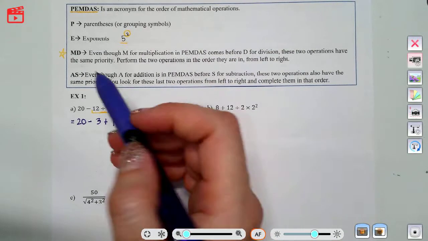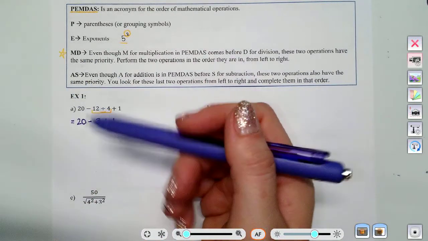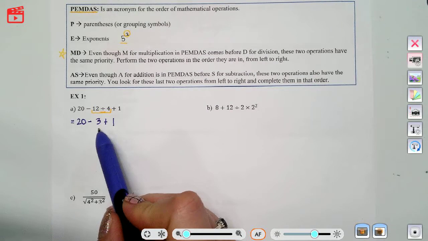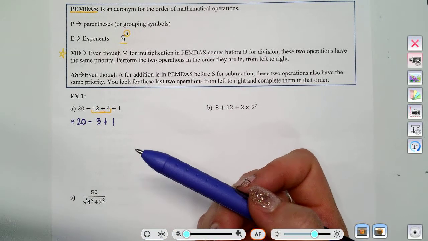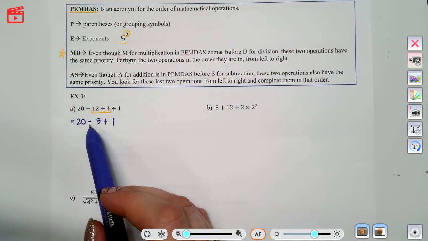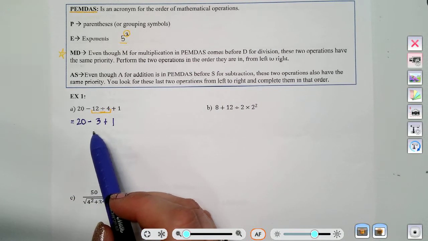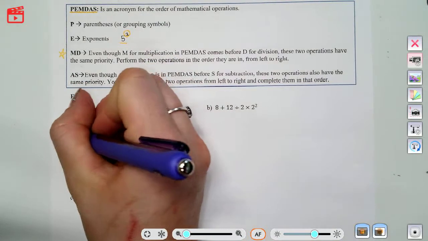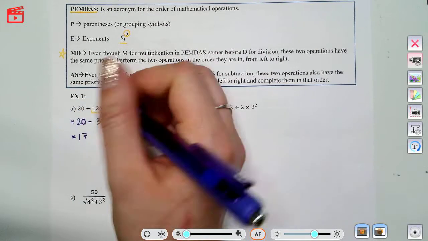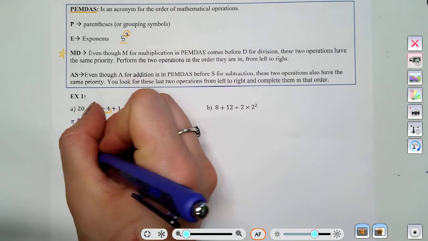Awesome. We got rid of multiplication and division. Last thing to check for is addition and subtraction. And we have both. So which one do we do first? Remember, we look from left to right, which means the subtraction comes first. So 20 minus 3 is going to be 17. And then plus 1. 17 plus 1 is going to be 18.